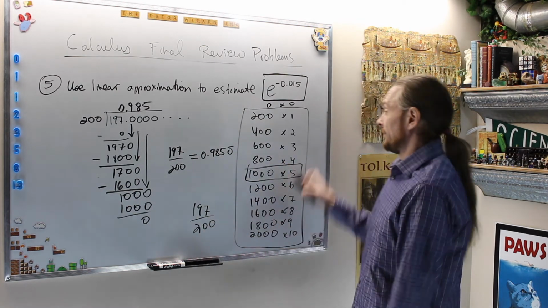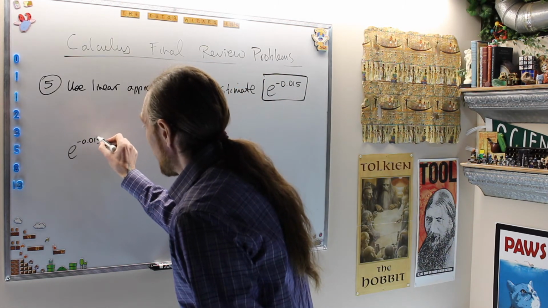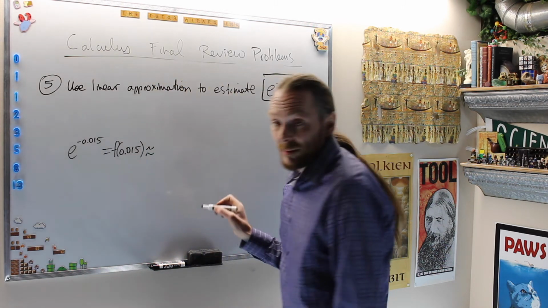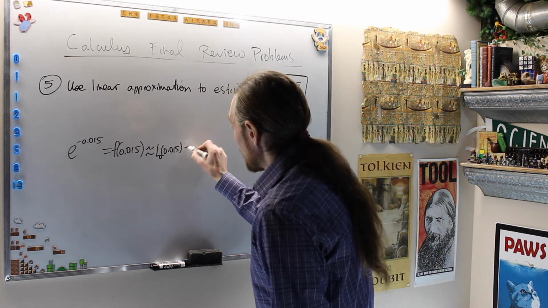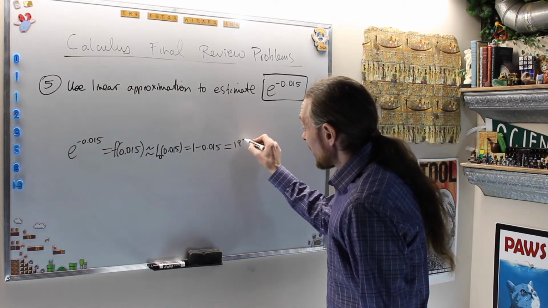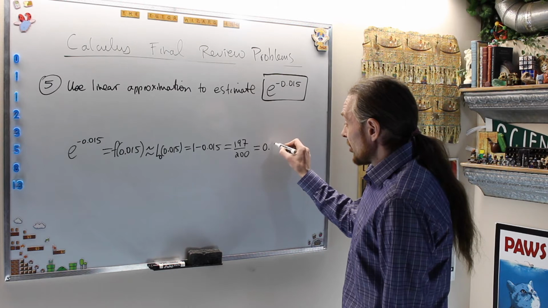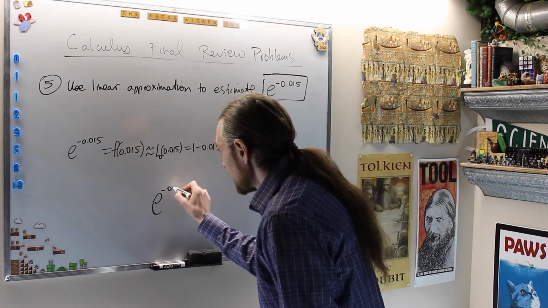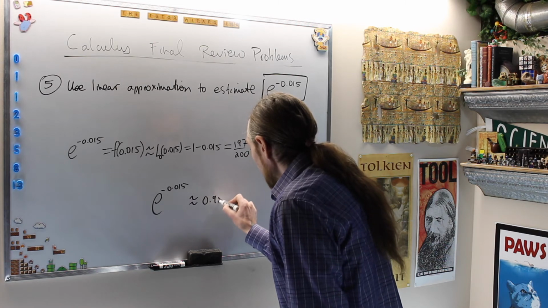What did that tell us? That told us that e to the negative 0.015 is equal to f of negative 0.015, which was approximately equal to the linear approximation L0 of negative 0.015, which was 1 minus 0.015, which turns out to be the fraction 197 over 200, which is equal, in decimal expansion, to 0.985. So e to the negative 0.015 is approximately equal to 0.985.